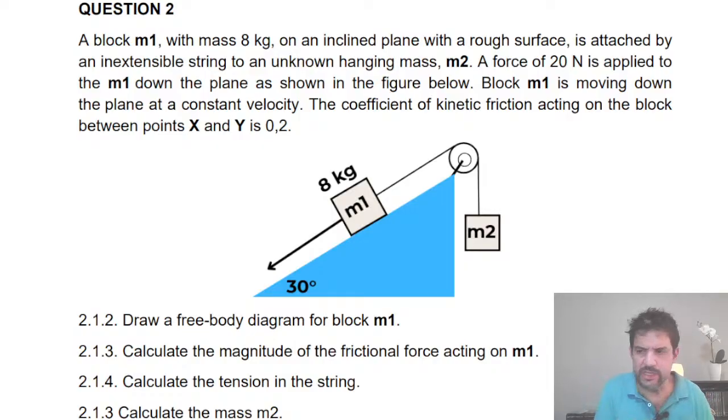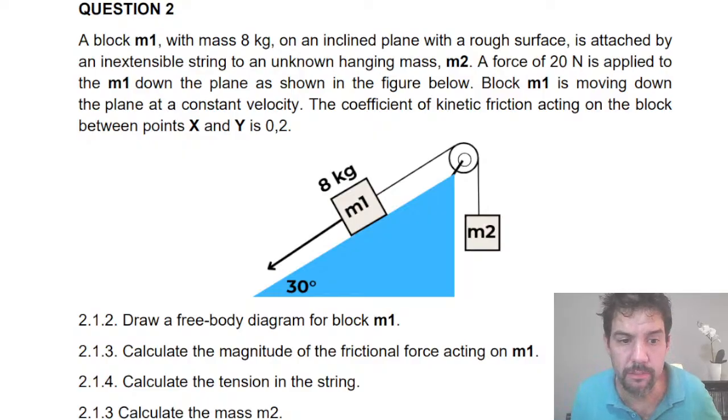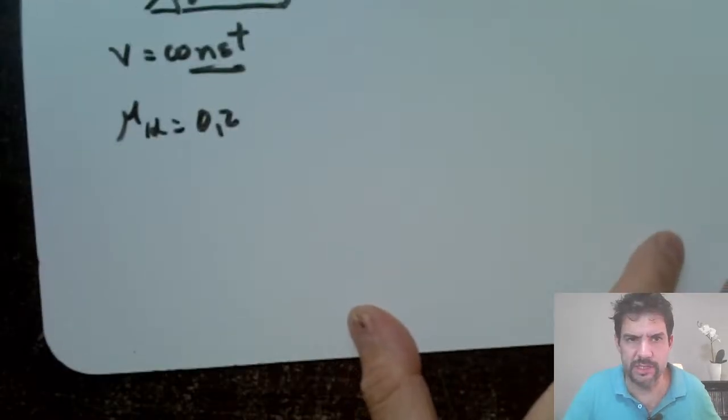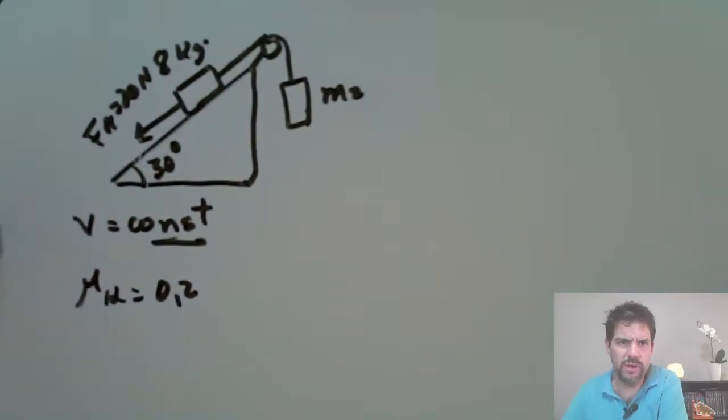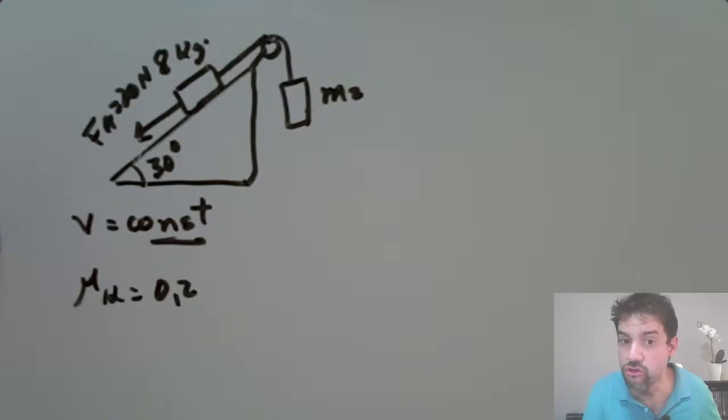Draw the free body diagram for M1. Guys, you cannot include the components in that free body diagram because you will lose marks. So here, let's go. I was doing the drawing here. That is the drawing, just for me to analyze. That is not the free body diagram. Now we have to draw the free body diagram.